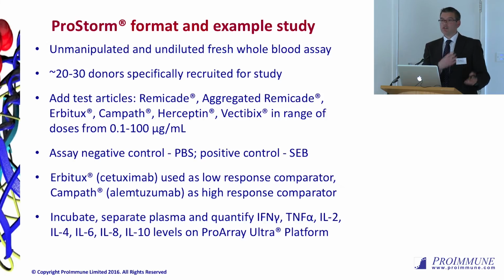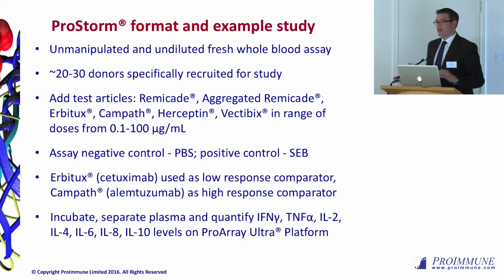The blood is in the lab and we're doing the incubation, and then there's an overnight incubation step, and we then harvest the plasma, and we measure the quantities of the specific cytokines present in that plasma. So we have an assay negative control, which is PBS, and staph enterotoxin B is our positive control.